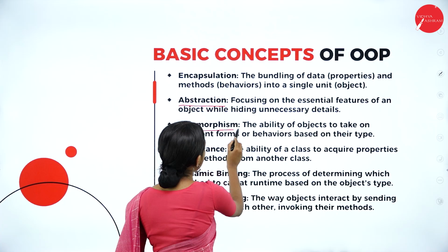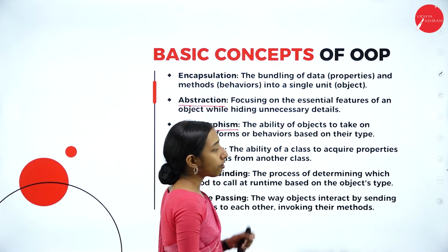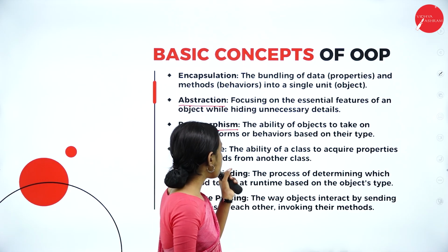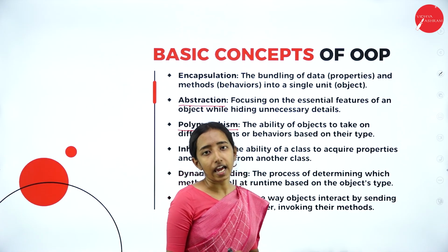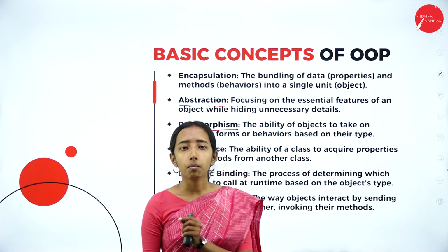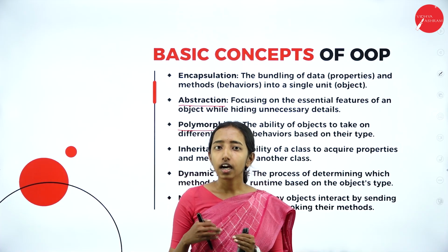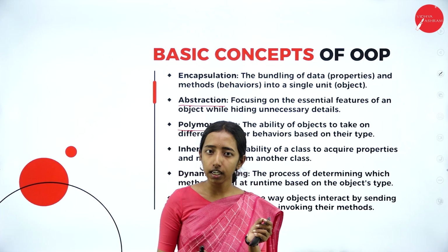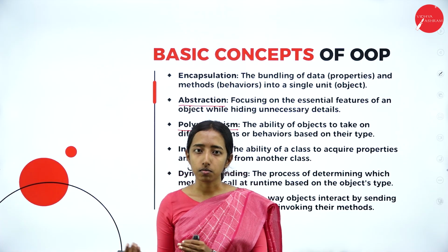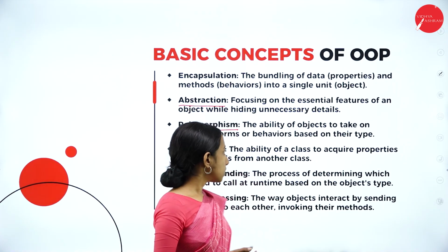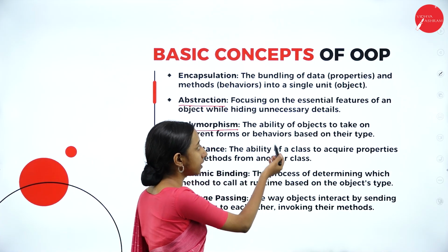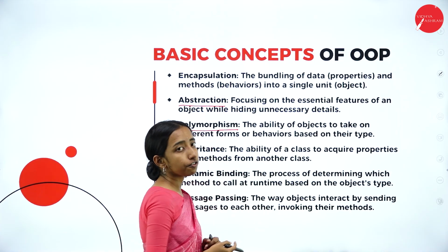Next, polymorphism. Polymorphism is the ability of an object to take on different forms or behavior based on its type. This comes from the Greek words: poly means many, morphism means forms, many forms. So it is the ability of the object to take on different forms.